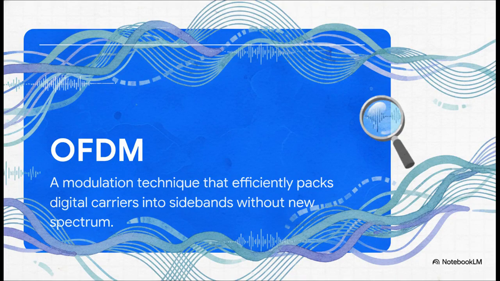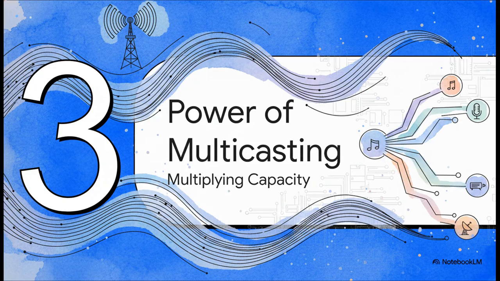The secret sauce that makes all this possible is something called orthogonal frequency division multiplexing, or OFDM for short. It's just a super efficient way to modulate the signal that lets you pack a ton of these little digital subcarriers into those sidebands. It lets you get the most data possible without having to go find any new spectrum. It's genius.